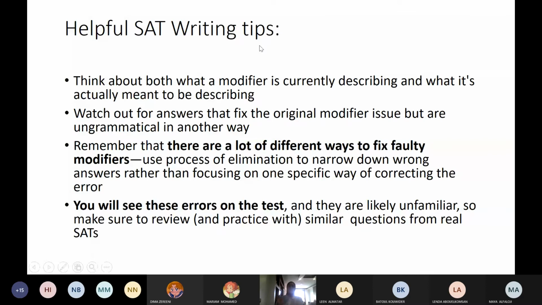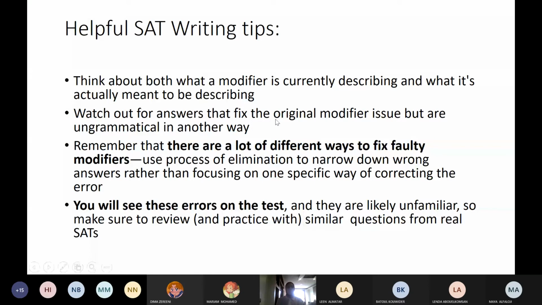Helpful test-writing tips for modifiers. Think about both what a modifier is currently describing and what it is actually meant to be describing. When I find a participial, a word that ends in -ing, it most of the time functions as a modifier. Participial phrase: focus. What does it modify? Because usually you will find the error there. You will find the mistake of the question there.